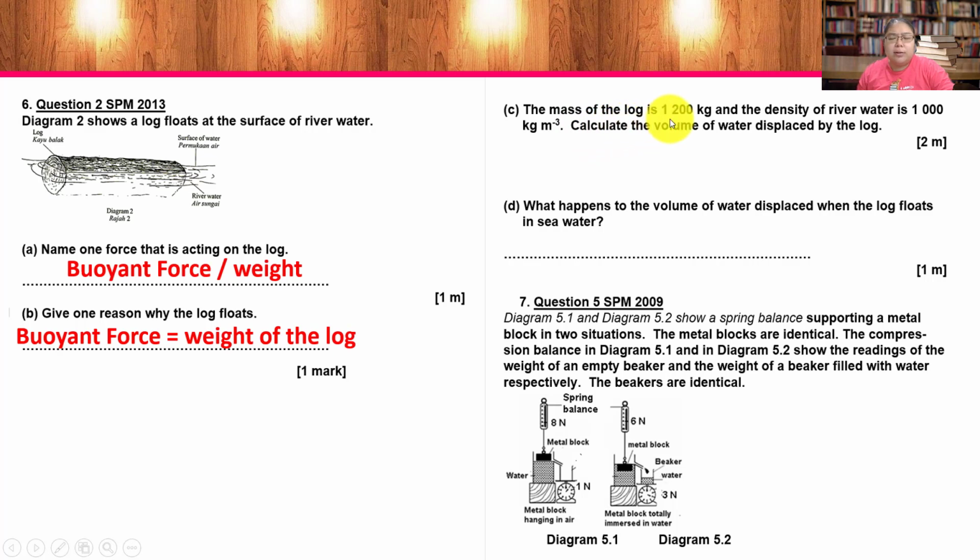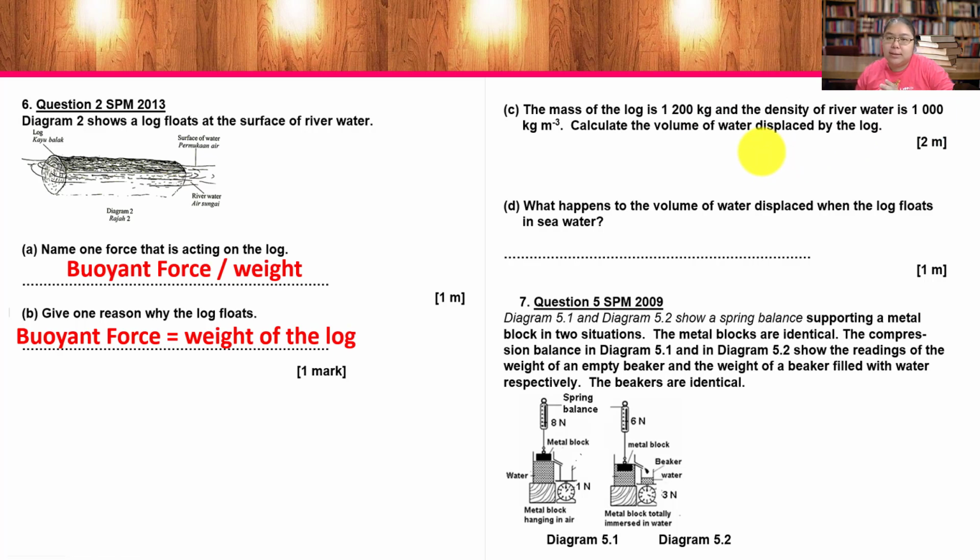The mass of the log is 1200 kg and the density of water is 1000. Calculate the volume of the water displaced by the log. Because buoyant force equals the weight, we know the weight: you just multiply 1200 by 10. After that, the buoyant force equation is V rho g. V we don't know, because that is what the question asks. Rho is 1000, then g is 10. So finally we can find the volume.